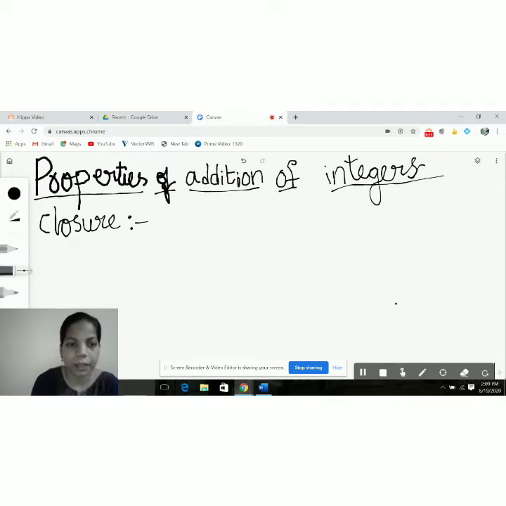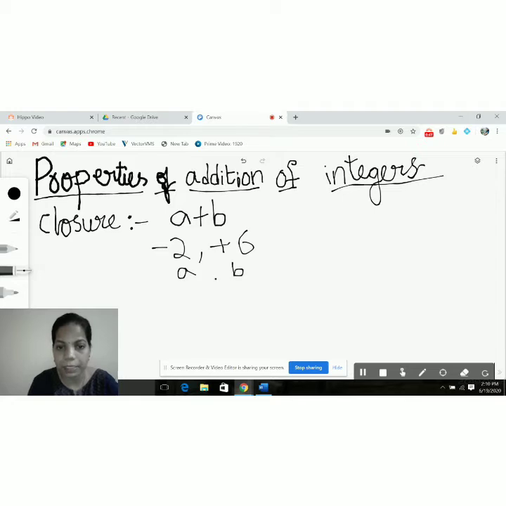If a and b are any two integers, then a plus b is also an integer. I repeat, if a and b are any two integers, then a plus b is also an integer. Let us take an example for this. I am taking minus 2 and plus 6. So a is equal to minus 2, b is equal to plus 6.